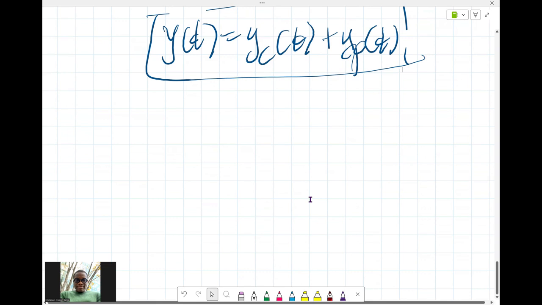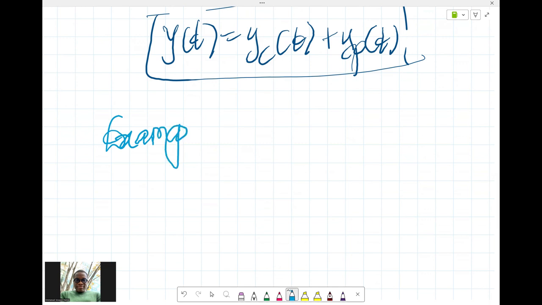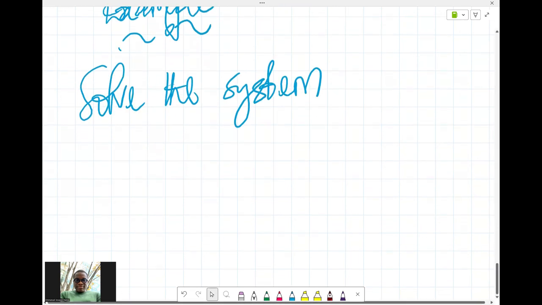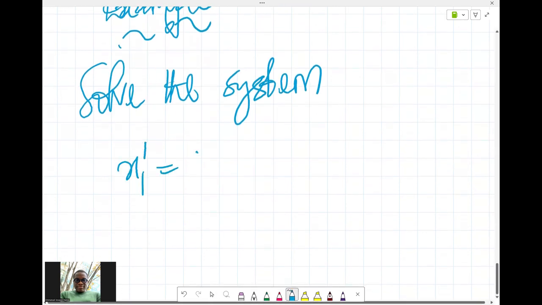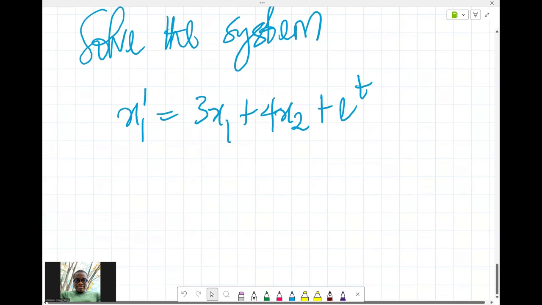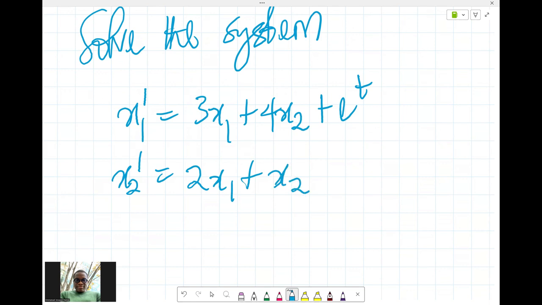Okay, imagine this example. Solve the system: x1 prime equals 3x1 plus 4x2 plus e to the power t, so g1 of t is e to the power t. Then x2 prime is 2x1 plus x2 plus 2e to the power t. So we need to solve this system now.